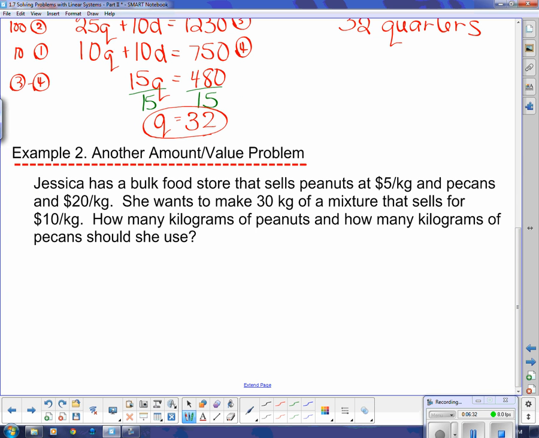Okay, now here's another example of an amount value problem. It's a little bit different, but there's still an amount and a value. It's just we're not given the total value in this case. So let's read through it and highlight the information.